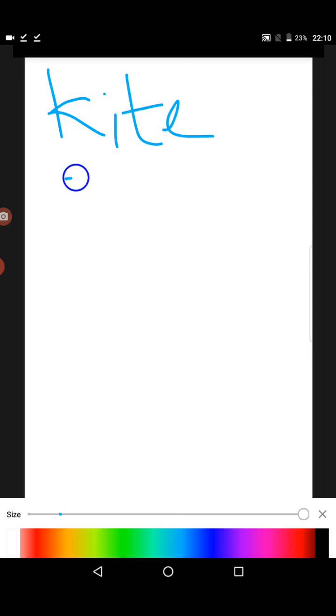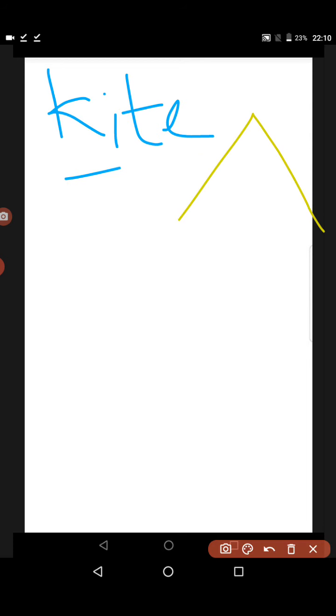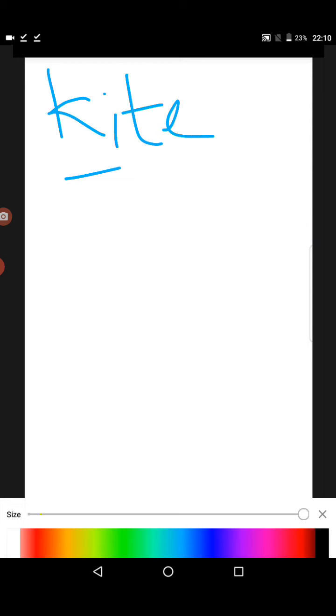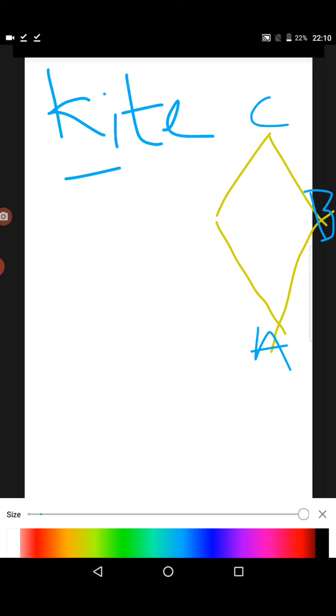Now let's move on to a new one, that is kite. Feeling interested to know about kite? This kite actually looks similar to the kite we fly in the air. I am making it a bit smaller. Now let's name it before everything. A, B, C and D. Done.